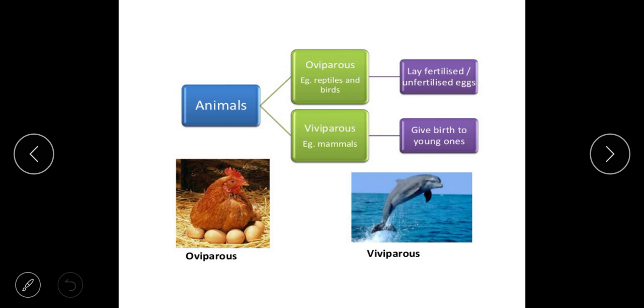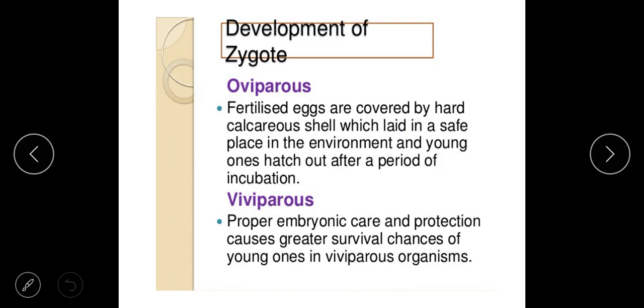What is the advantage of vivipary over ovipary? Viviparous organisms are well developed. They are protected well by the parents. They have good protection from their predators. Whereas oviparous organisms are at risk from the predators. In oviparous animals, the eggs are covered by hard shells just for their protection, but still they are at risk.